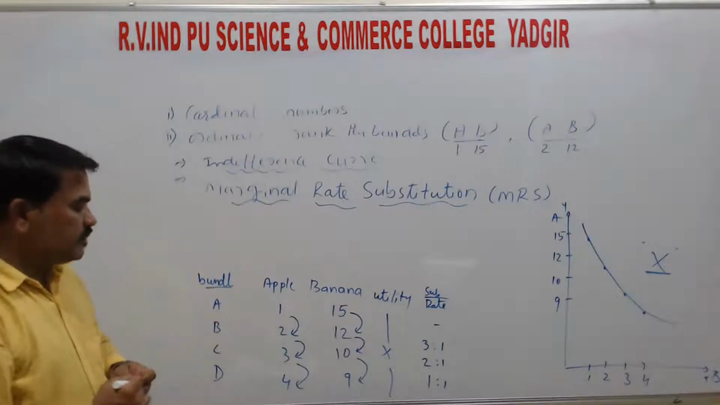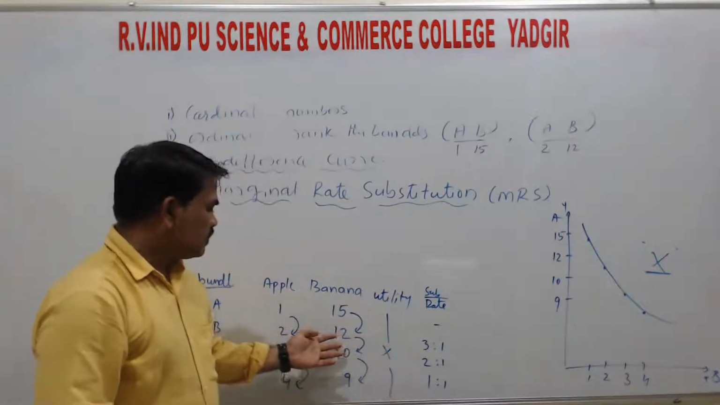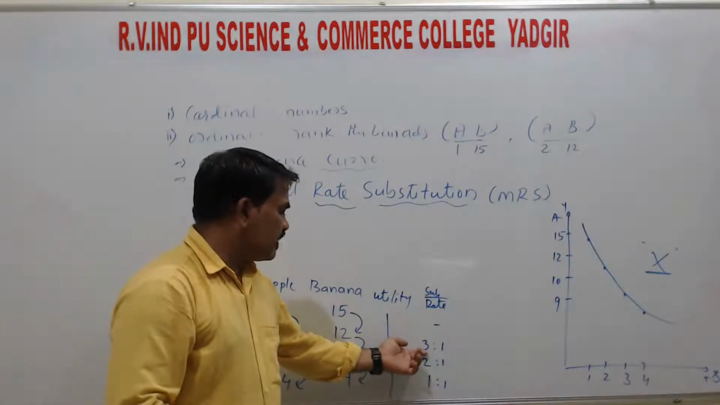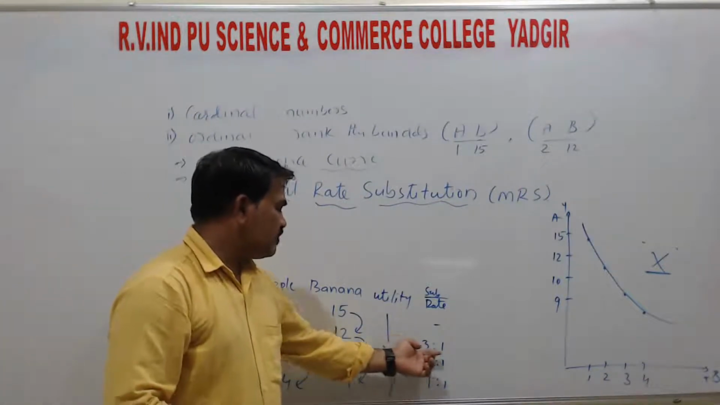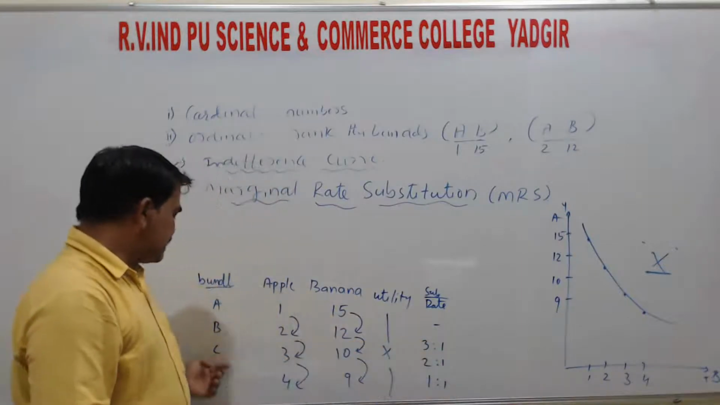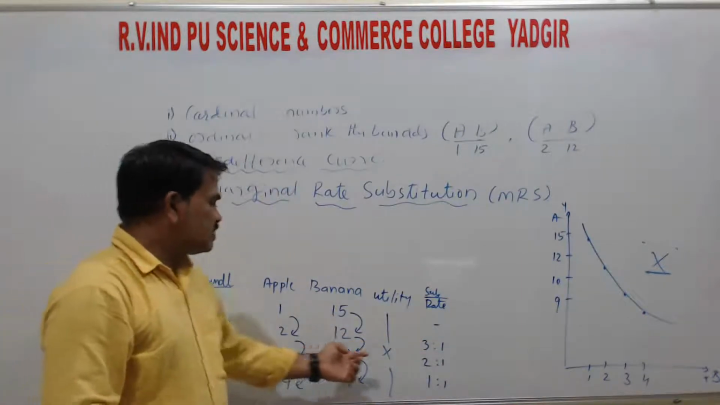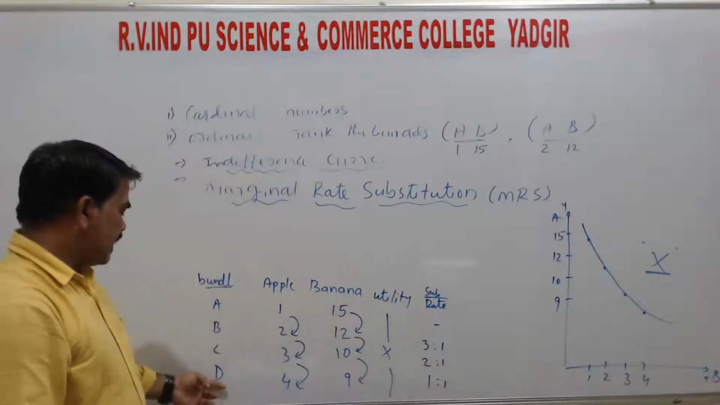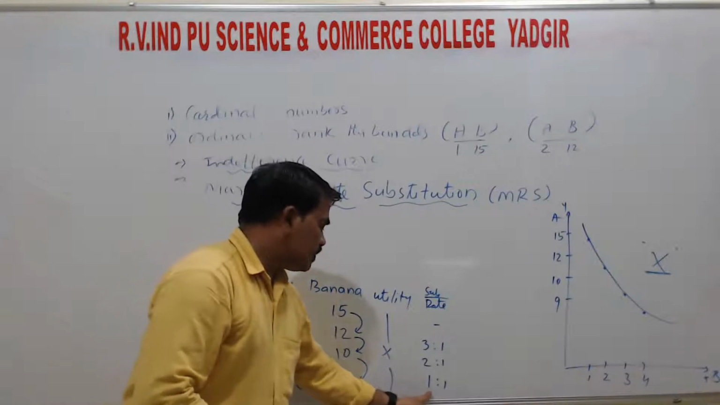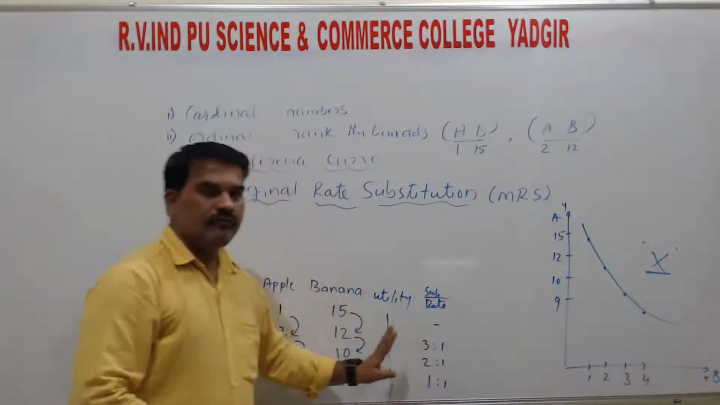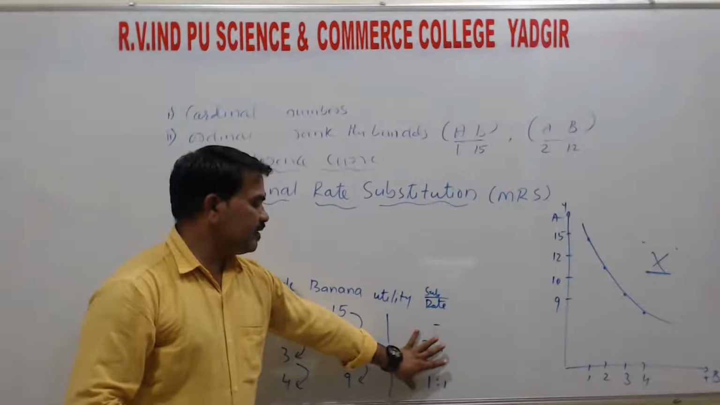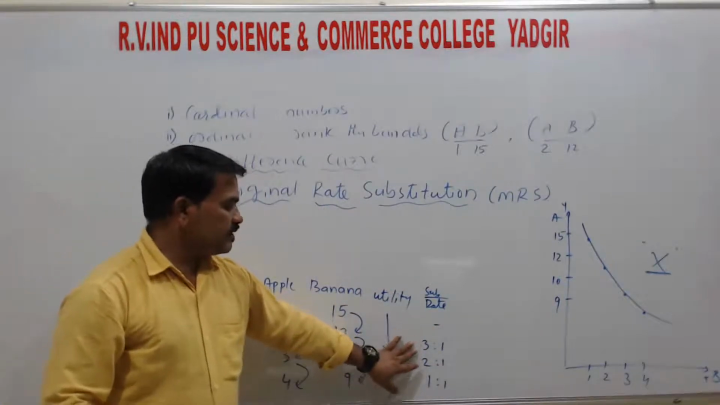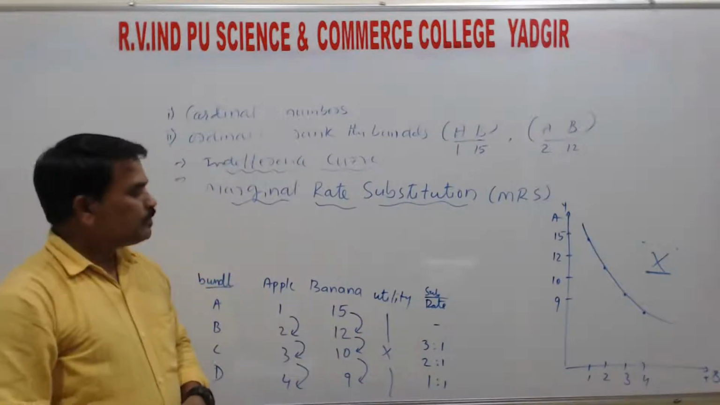Okay. So here, in the second bundle, if you see, he is reducing banana by 3 for one apple. In this C combination, he is reducing banana 2 for one apple, and D, he is reducing one banana for one apple. So this is what the rate looks like. So you will reduce the bananas at this rate. Okay.